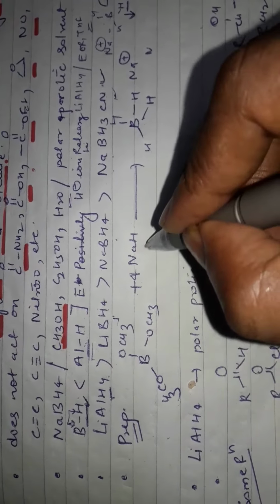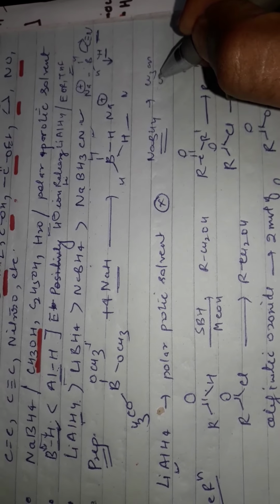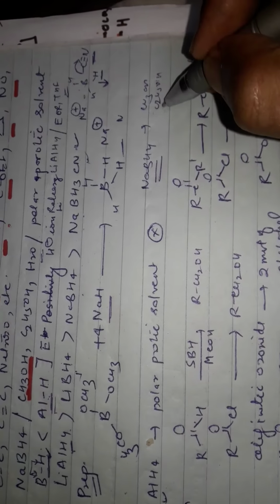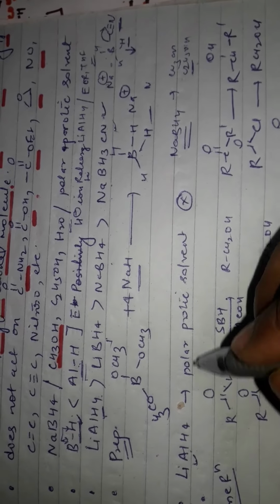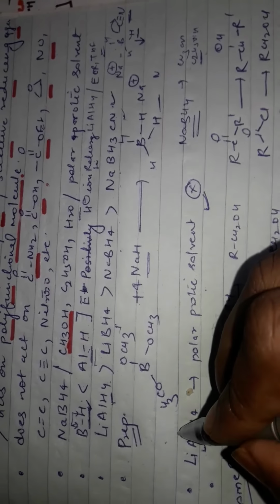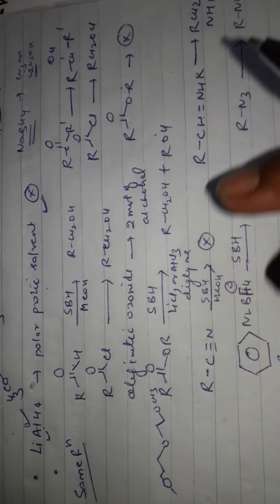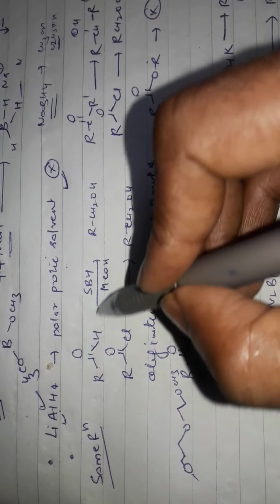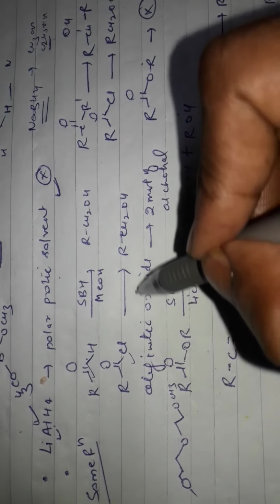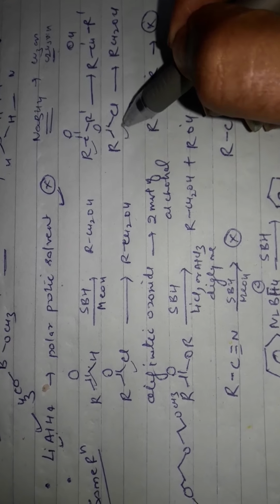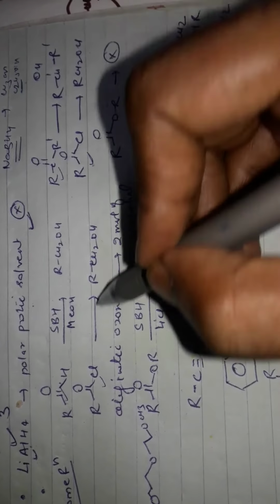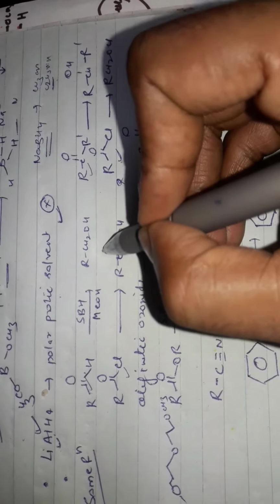With sodium borohydride, the reaction is carried out in methanol and ethanol. But with lithium aluminum hydride, you cannot use a polar protic solvent because it will burst. That's why we mentioned this point. Some important reactions we also mentioned here: if sodium borohydride reacts with aldehyde, acid chloride and ketone, it is the same reaction, so it reduces to RCH2OH.